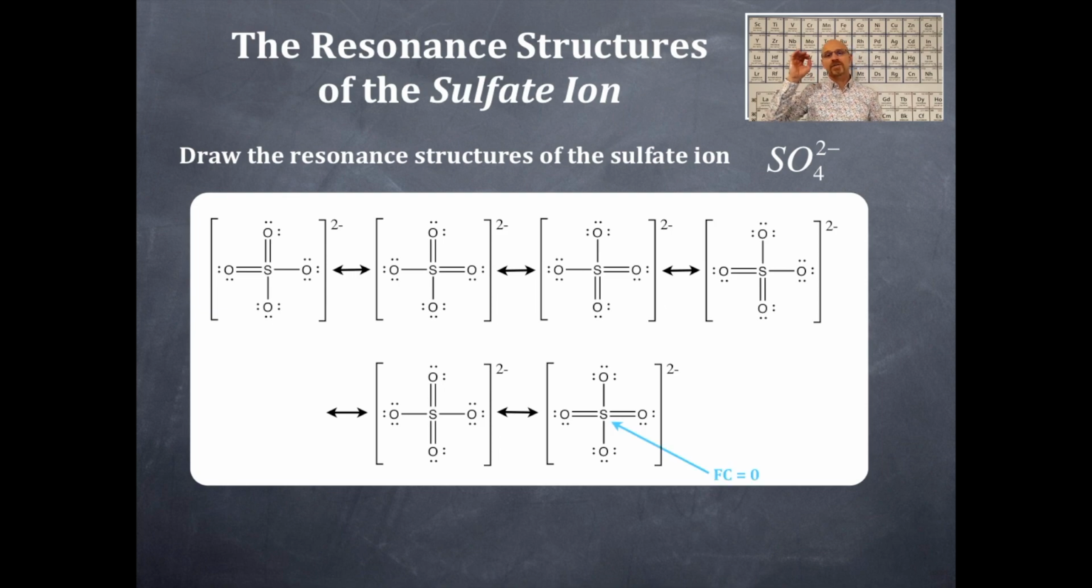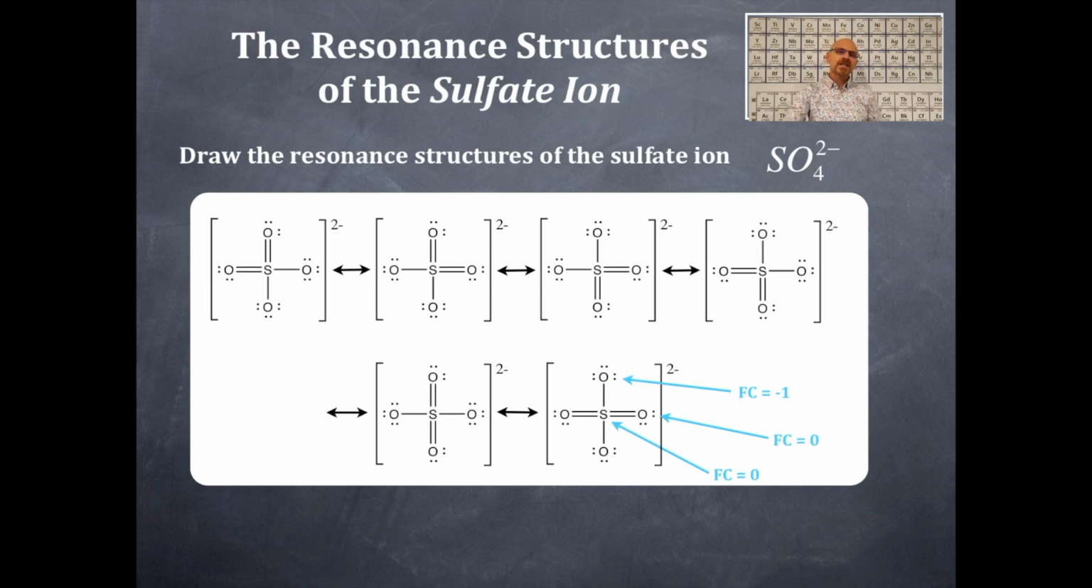Formal charge on that central sulfur is now finally a 0. That is a beautiful thing. Very, very good. And the formal charge on the doubly bonded oxygens, of which there are 2 of them, is 0. Formal charge on the singly bonded oxygens is -1, that is also a good thing.